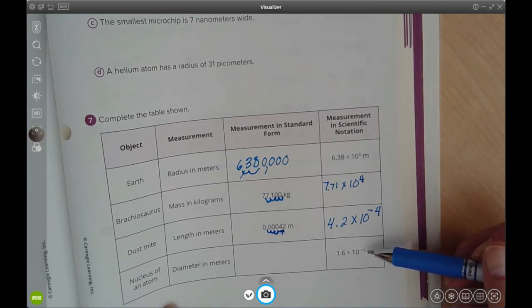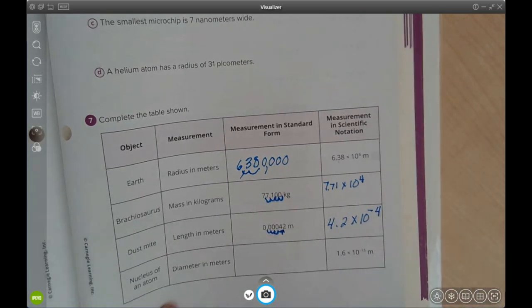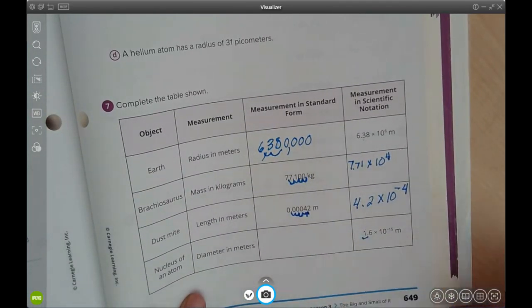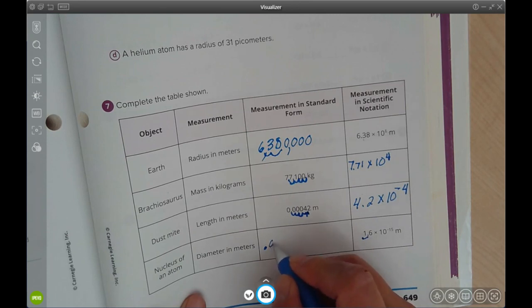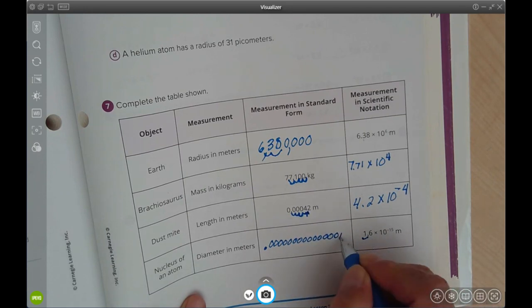So this is a really tiny number, and I have to move this back. Is that a 16 or a 15? Even I can't see. Oh, it's a 15. So I had to move it back 15 places. So that's one place. So I need 14 zeros because this takes up only one. 1, 2, 3, 4, 5, 6, 7, 8. 14 and then my 1, 6.